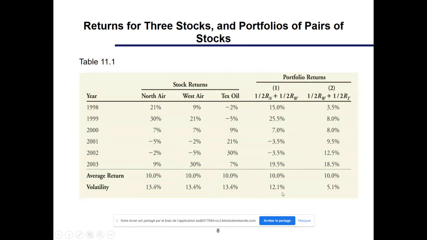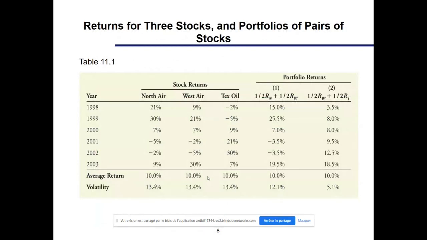Because North Air and West Air are positively correlated, but not perfectly negatively correlated, I can still get some benefit of diversification. But I get more diversification benefit when I combine West Air and Tex oil. So you can see this is a fact, and it's interesting to show you this. Now let's use your high school mathematics.